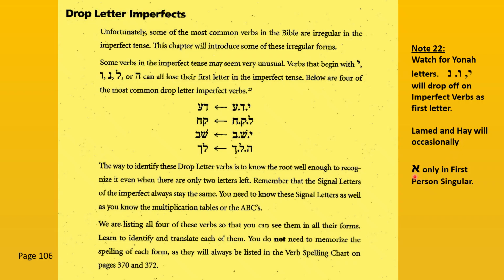And then also remember the aleph is going to drop off if a verb begins with an aleph, but only in the first person singular. Again, since the prefix letter of the first person singular is an aleph, it would just make sense that you're not going to have two alephs in a row. So that's the trick here. Remember your Yonah letters with the Lamed, Le Yonah, and remember the aleph also will be a little different in terms of how it's set up in the imperfect tense. All right, your book points out that you can check on the verb spelling chart on pages 370 and 372. Also, I will show you at the end of this review.